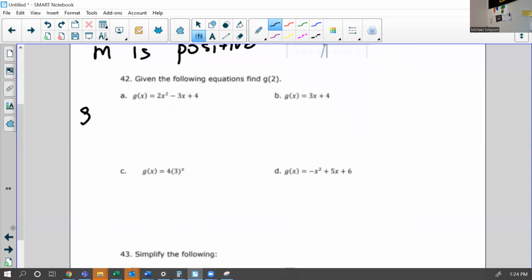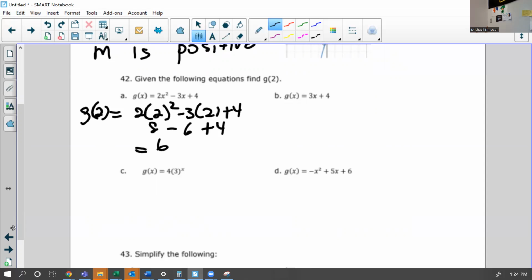So g of 2 is going to equal 2 times 2 squared minus 3 times 2 plus 4. And you simplify that. 2 squared is 4. 2 times 4 is 8, minus 6, plus 4. And that should give you 6, right? Am I right in saying that? Yes. Equals 6.